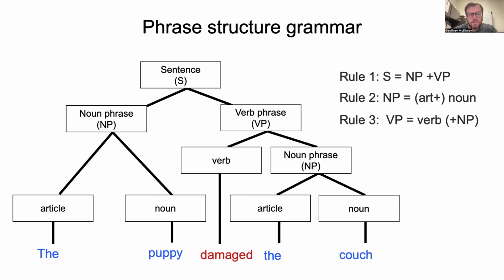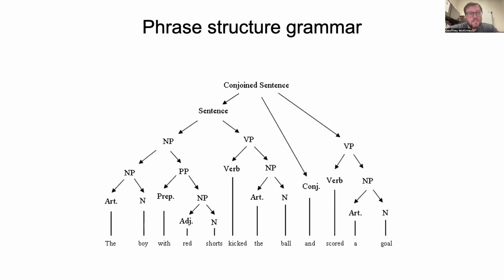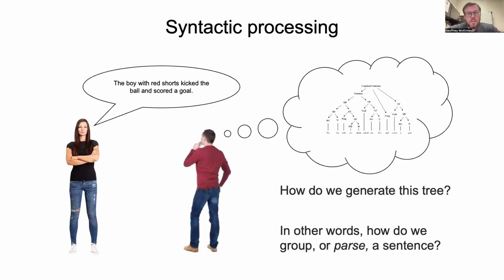We're going to talk about that, but I'm getting a little ahead of myself. I just wanted to show you that this can be done with any kind of sentence. You can build a syntax tree with any kind of sentence. This one here is a conjoined sentence, so you can even conjoin sentences and make a syntax tree. Imagine if somebody says, "The boy with red shorts kicked the ball and scored a goal." The question is, how do we generate this syntax tree in our minds, so to speak? In other words, how do we parse the sentence or process the syntax of the sentence?